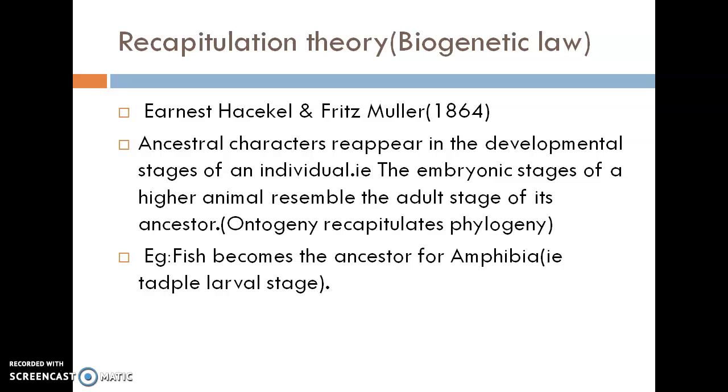For example, if you are considering amphibian development, you can say that during the development of an amphibian, there occurs a stage which is very much similar to that of fish. We know that fish is actually an ancestor of amphibians. So the fish is actually an adult stage. So in the case of amphibian development, the development generally shows the adult stage of its ancestor, that is the fish-like form. So that is called the recapitulation theory or the biogenetic law.